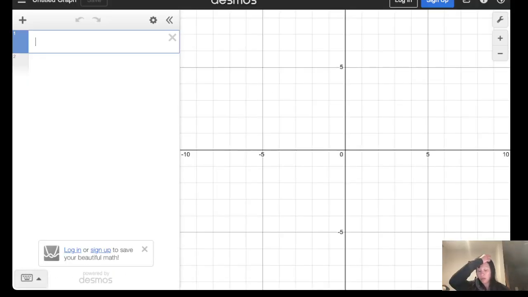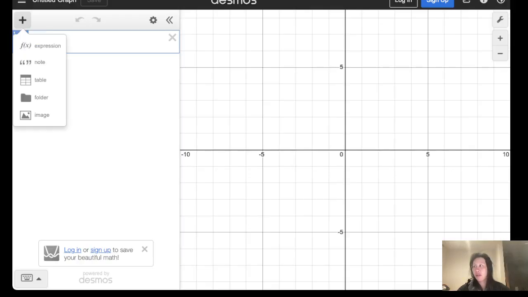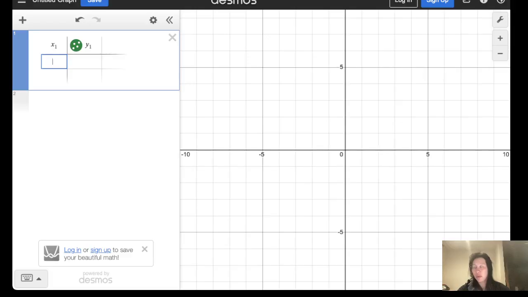Okay, so how do we enter the chart? From the upper left, you see the plus icon, which is to add items. So we want to add a table. X1 is going to be our independent variable, and Y1 is going to be our dependent variable.